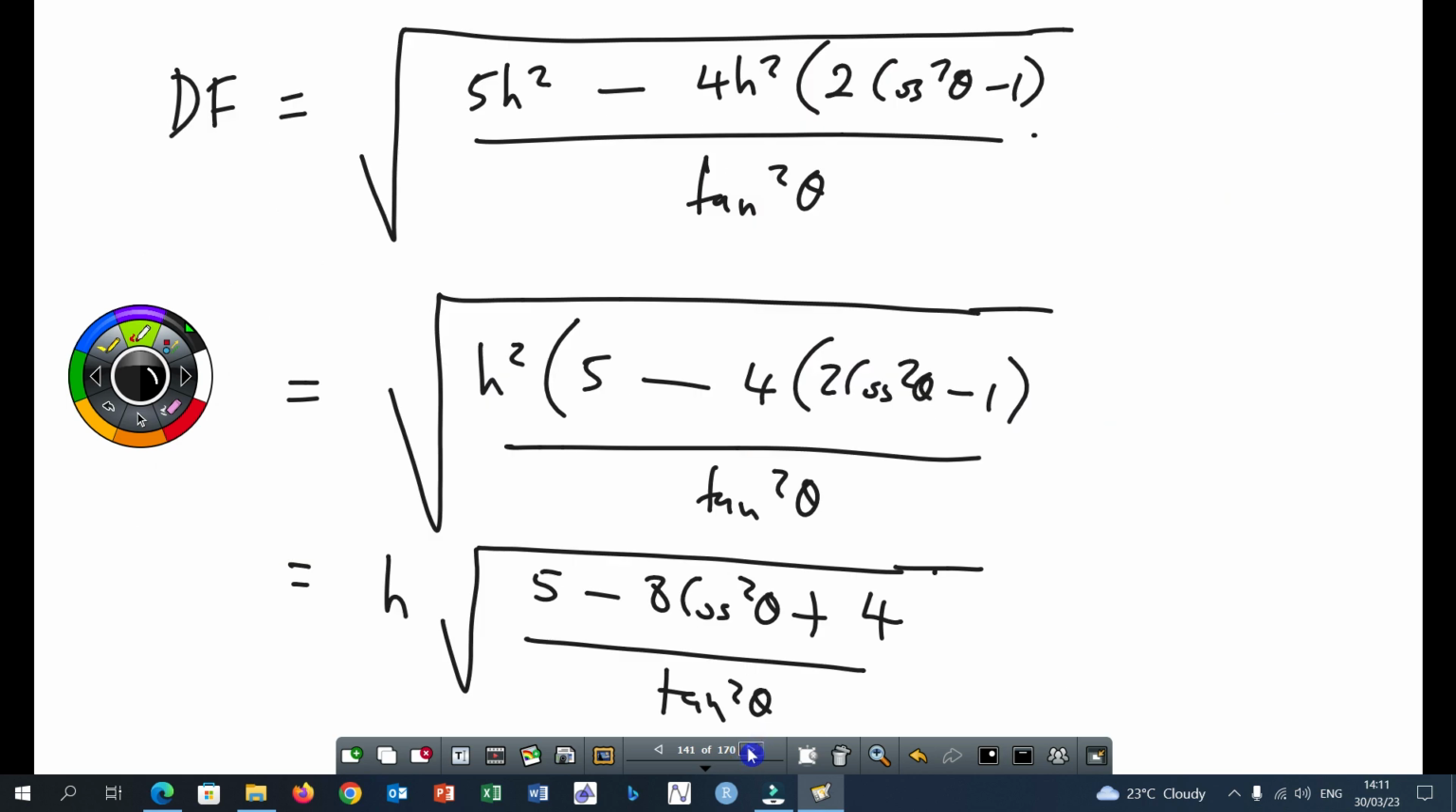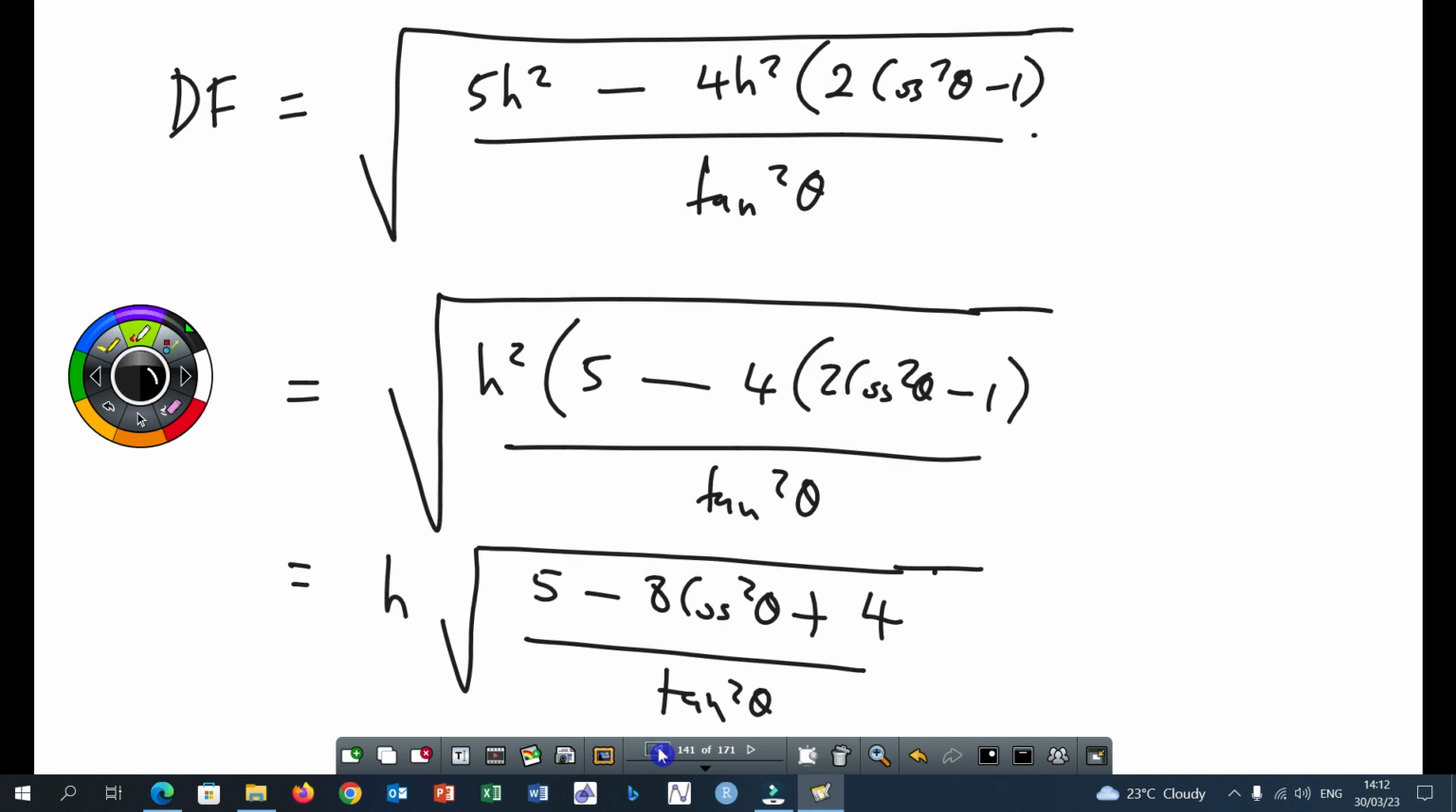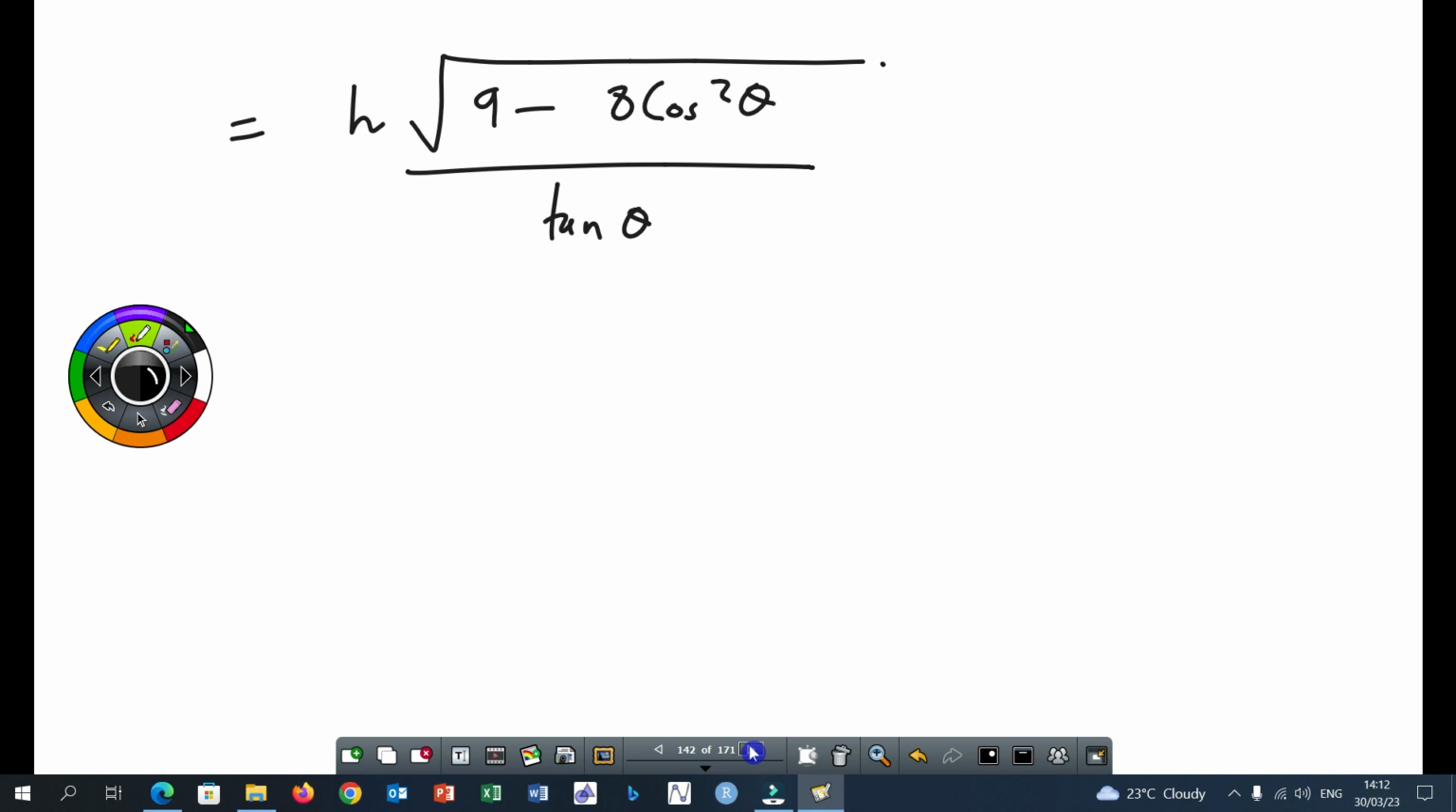So I'm almost done now. And let me go to the next page. So next page I'll get my h, then this will multiply 9 minus 8 cos squared theta. That will be all over tan theta, because this is a perfect square inside the square root. So I can find the square root. And then we'll be done there. So that's DF.